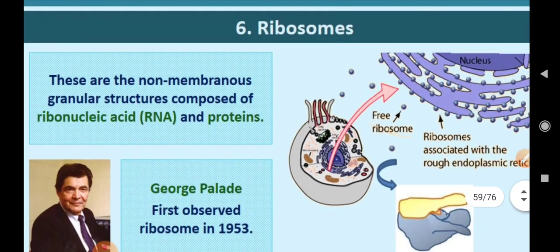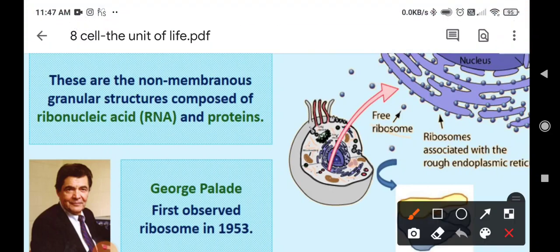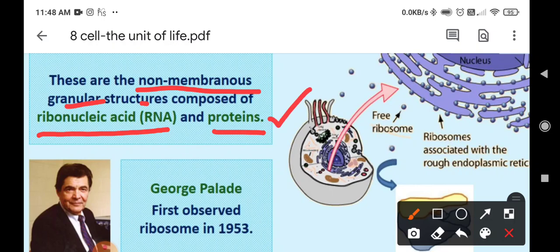Now moving on to the ribosomes, we have already discussed a part of it. These small structures were first observed by George Palade in 1953. These are non-membranous structures and they appear like granules, small particles. That is why it is written here, these are non-membranous granular structures, and they consist of RNA and proteins. This is very important. They consist of RNA and proteins, and these were first observed by George Palade.